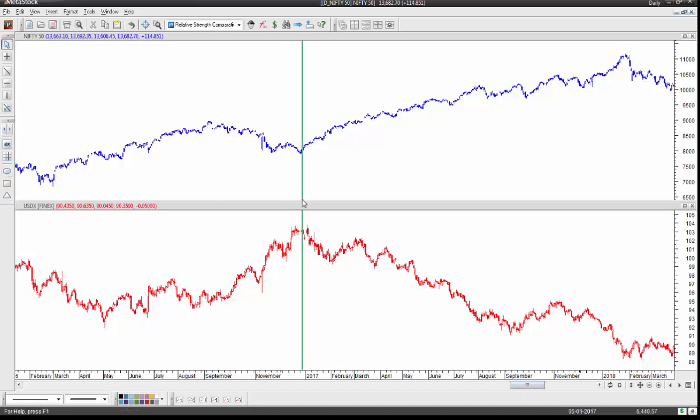So this is roughly where the dollar index tops out, and this is where the Nifty bottoms out. Now consider this. This is after demonetization in India. The TRIM event is out over here. All right. And that is where the rally starts.